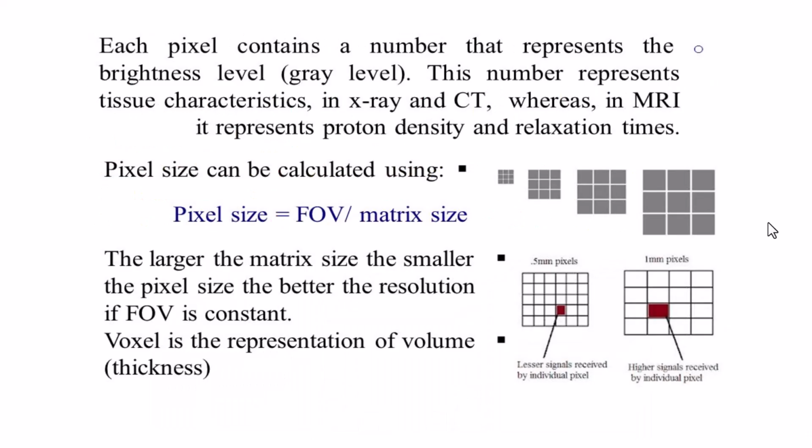Once the image is digitized, each pixel contains a number that represents the brightness level, or gray level. This number represents the tissue characteristics in X-ray and CT. In MRI, the analog signal is different. The patient gets put into a high magnetic field and bombarded by radio waves, which excites hydrogen atoms in the body. The analog signal being detected represents proton density and relaxation times of those molecules.